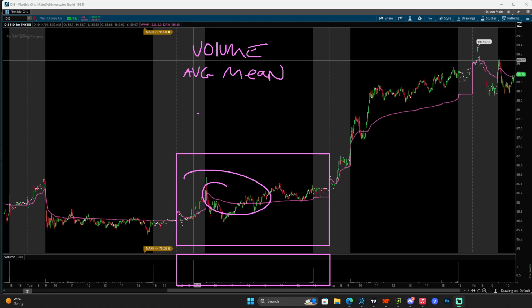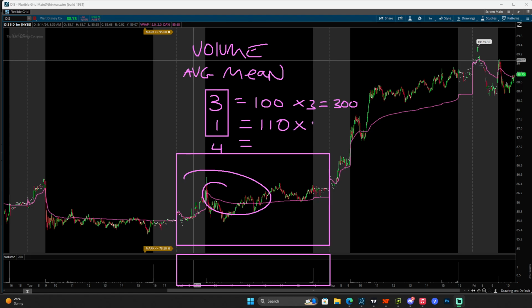Say there were 4 shares traded. You had 3 shares traded at $100 and you had 1 share traded at $110. So in total, there are 4 shares traded. And what is the average price of these 4 shares traded? You have 100 times 3, so it equals 300. You then have 110 times 1, so it equals 110.